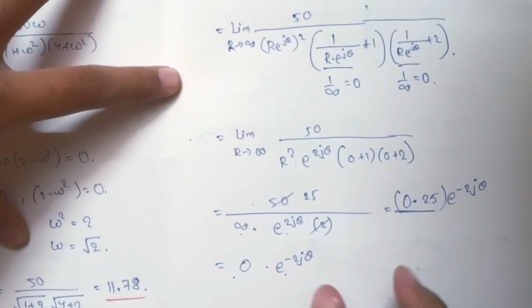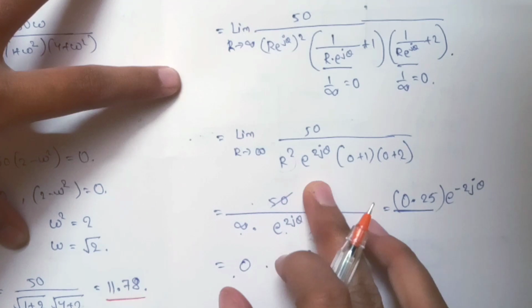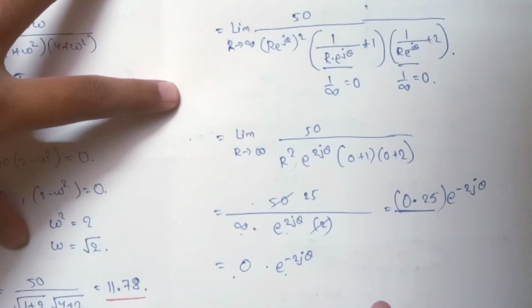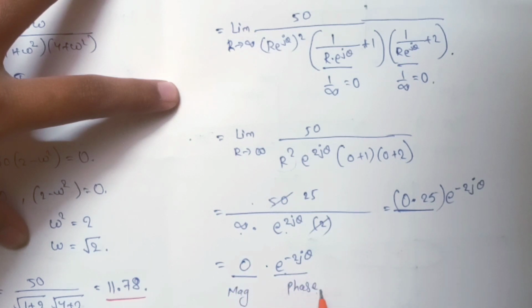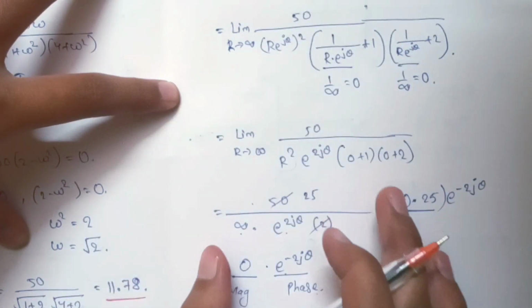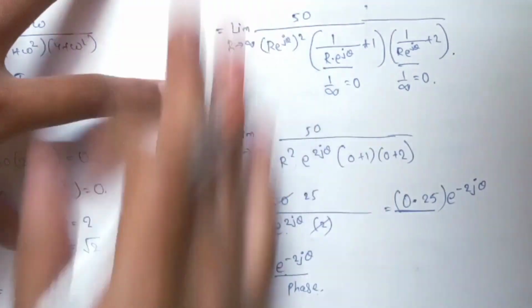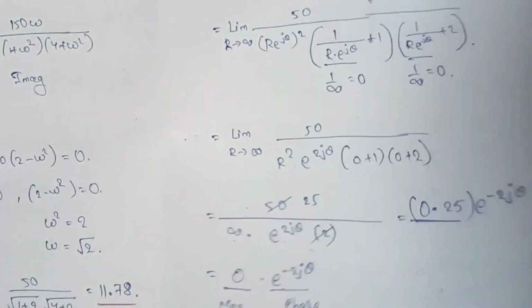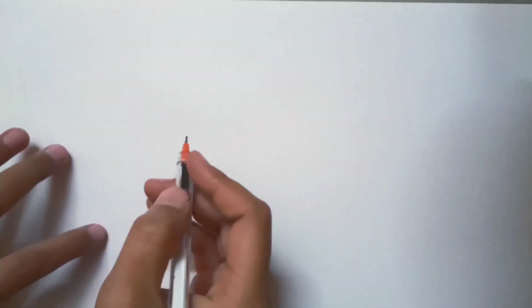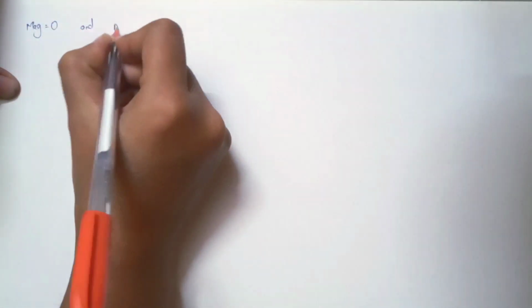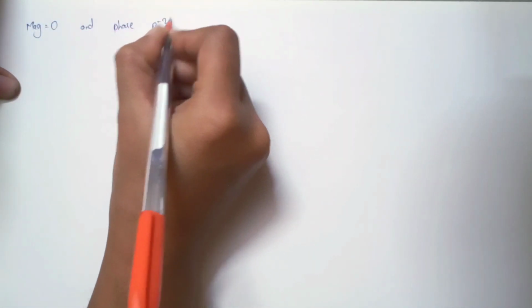Never make the mistake of multiplying everything with 0 and converting it into 0. Do not do this, because this is the magnitude and this is the phase. So do this calculation carefully so that we finally get a magnitude and a phase, and by using these two we will draw the C2 contour. I'll show you how we can draw this. So we got magnitude as 0 and phase, that is e to the power minus 2j theta.